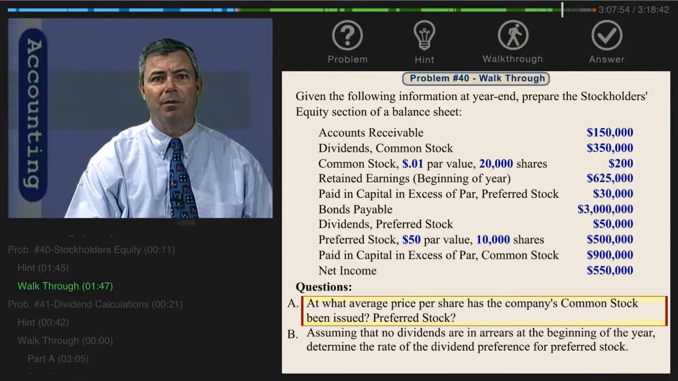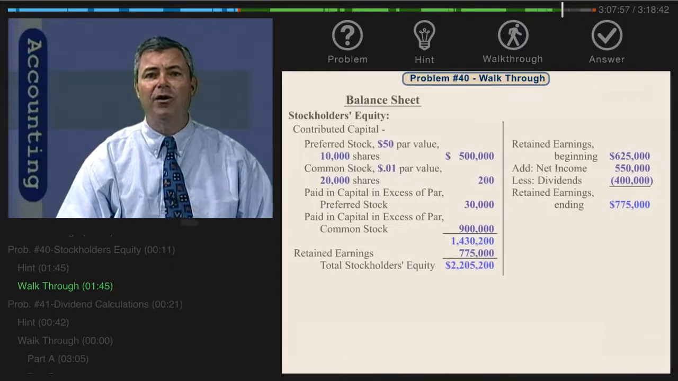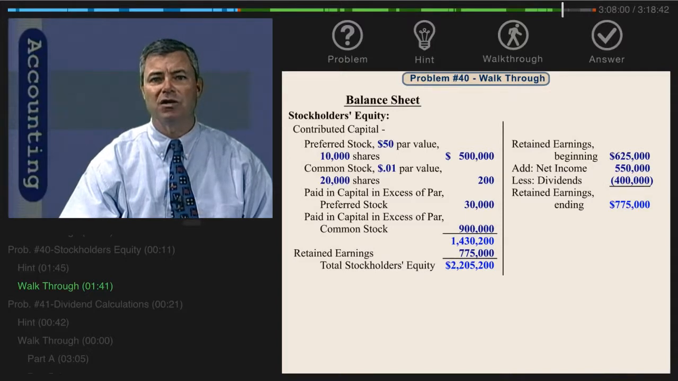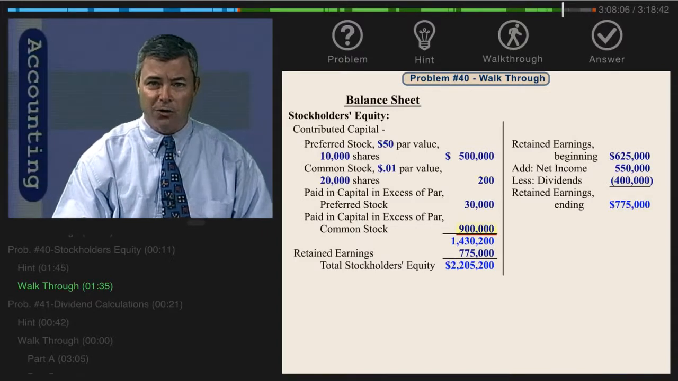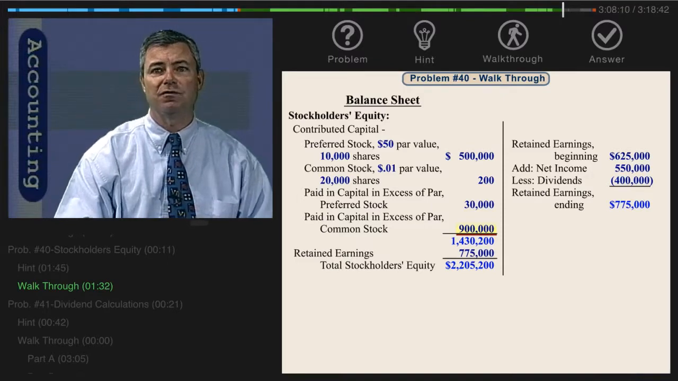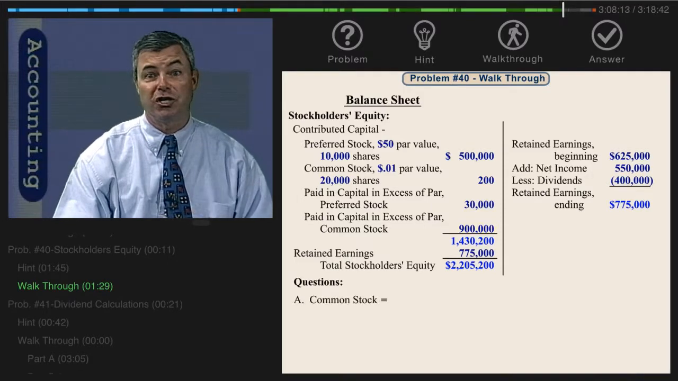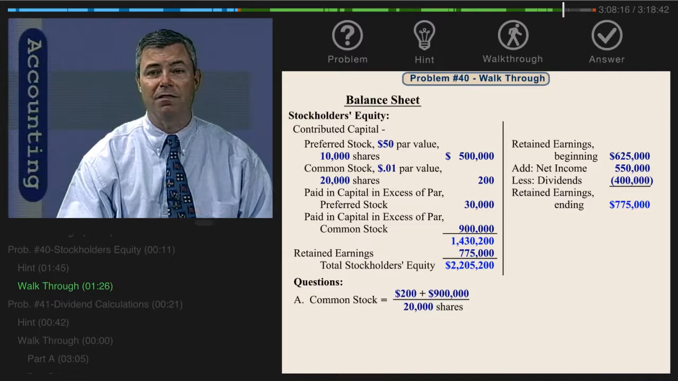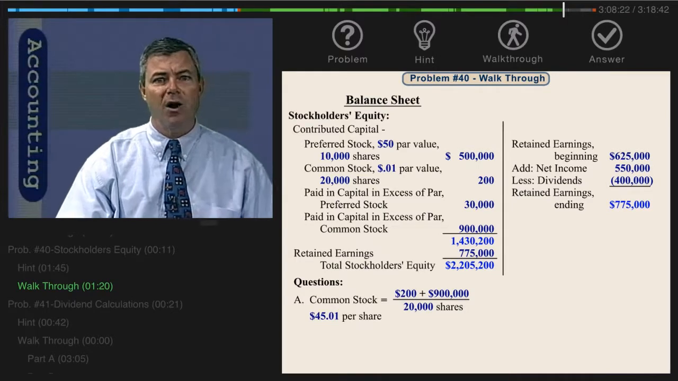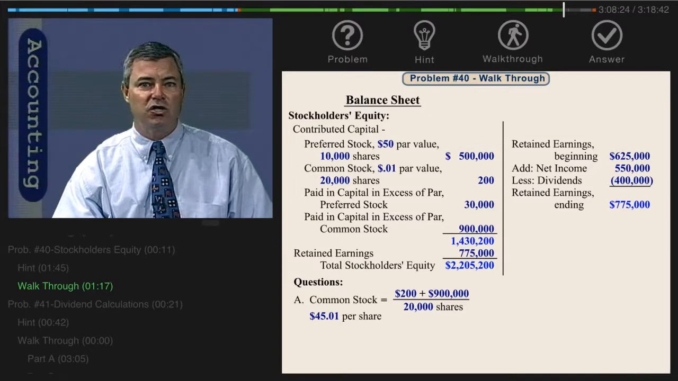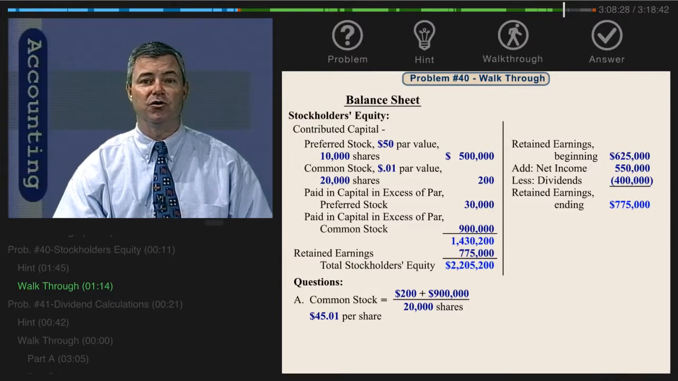The solution to that problem is to note that the amount of total contributions on the common stock are the contributions at par value plus any paid in capital in excess of par value. That's how much has been contributed in exchange for stock. So the contribution per share is the total of those two divided by 20,000 shares, or $45.01 per share, apparently was the price at which the common stock was issued in exchange for cash when it was originally issued to the owners.